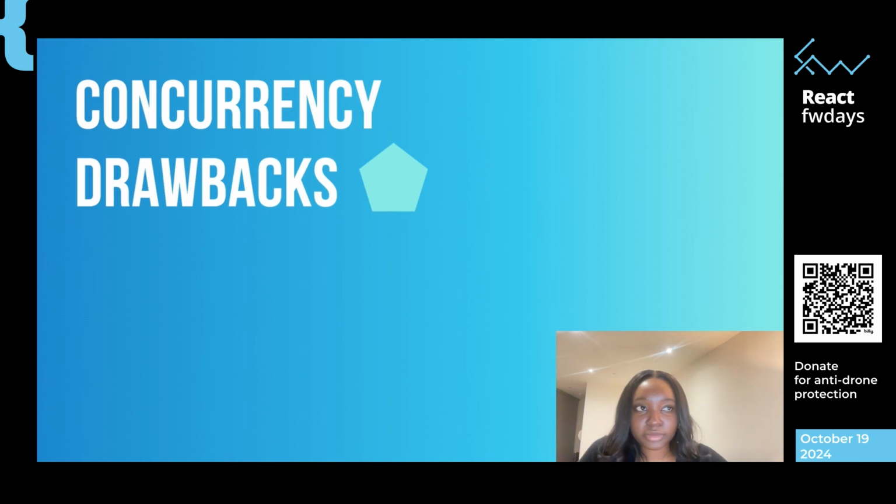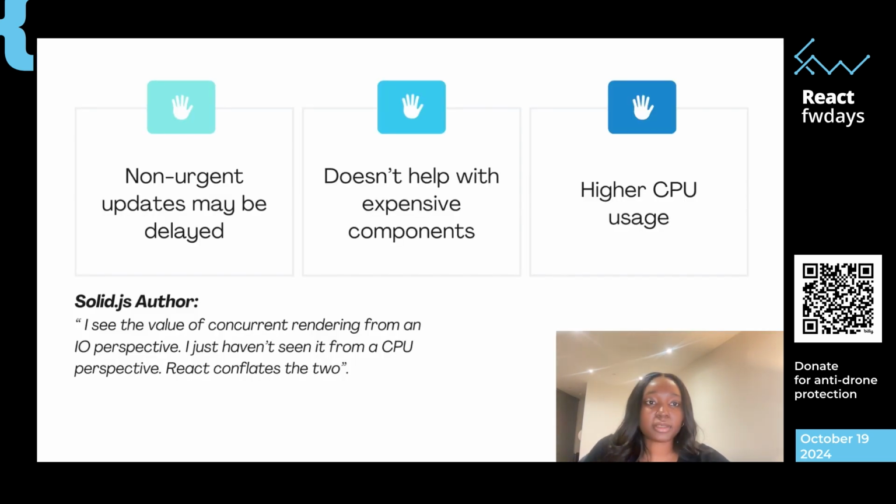Some drawbacks, of course, there are always drawbacks. So with concurrency, when it comes to non-urgent updates, you might still experience some delays, and that's because React has to yield control back to the browser frequently. So like I mentioned, every 5 milliseconds. So although the interaction is smoother, it could introduce some delays when rendering the less critical updates.